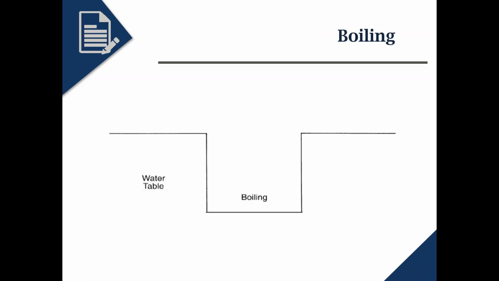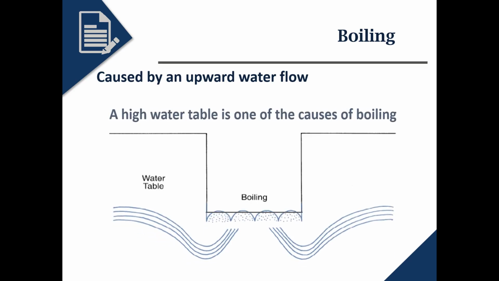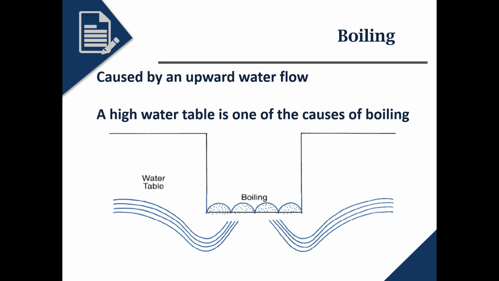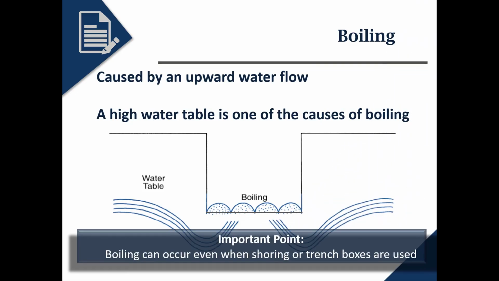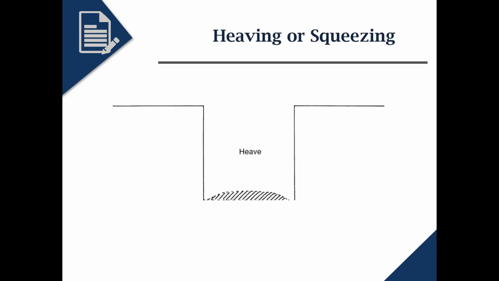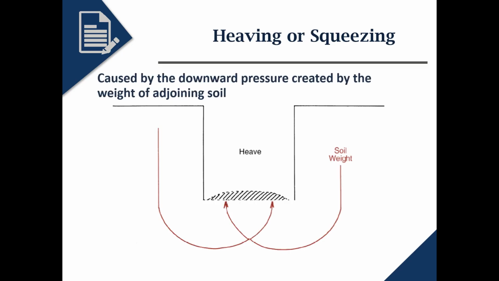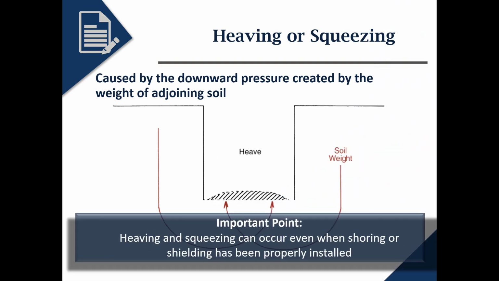A number of stresses and deformations can occur in an open cut or trench. For example, boiling is caused by an upward water flow into the bottom of the cut. A high water table is one of the causes of boiling. Boiling can occur even when shoring or trench boxes are used. Heaving or squeezing is caused by the downward pressure created by the weight of adjoining soil. This pressure causes a bulge in the bottom of the cut. Like boiling, heaving and squeezing can occur even when shoring or shielding has been properly installed.